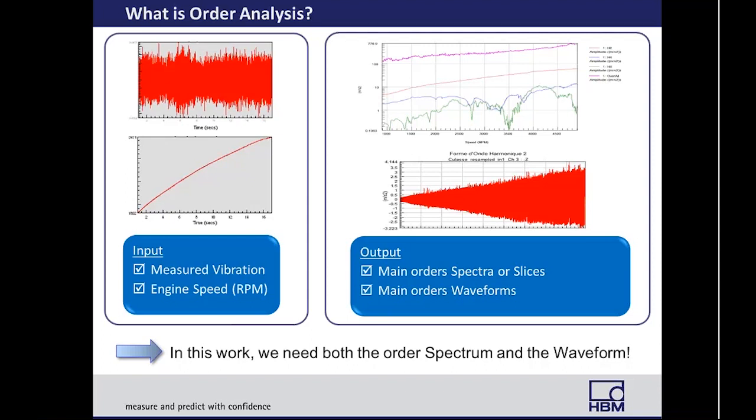So for instance, here we've got a signal from an engine run-up, made of an analog vibration signal and the speed in RPM, the speed of the main shaft. On the right-hand side are the results of an order analysis. Typically, we've got order slices or amplitude spectra of the most dominant harmonics. And possibly we can get waveforms in the time domain of these orders. The waveform extraction is important in our case because it can be subtracted from the original whole signal.